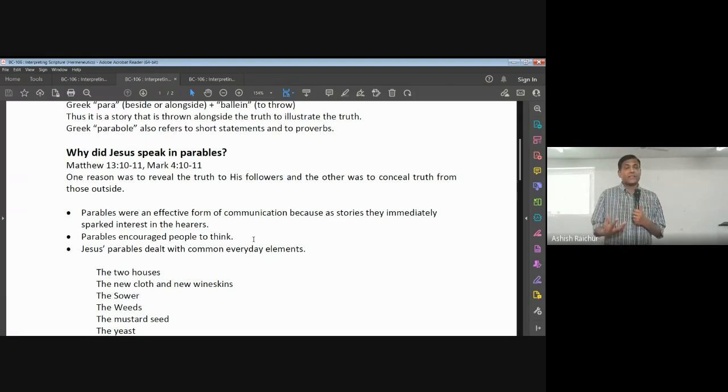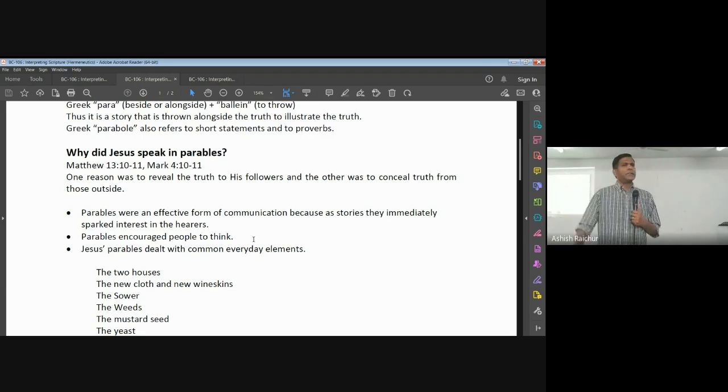Then Jesus explains, in Matthew 13, Mark 4, he says, for you it is given to know the mysteries of the kingdom. That means for you disciples, God has blessed you that you're able to understand the mysteries of the kingdom. When I say it directly, you can understand it. But for the others, I have to do it like this. So that means there are some people who will understand plain, like you just tell them straight, this is what the Word of God says, this is the truth of the kingdom.